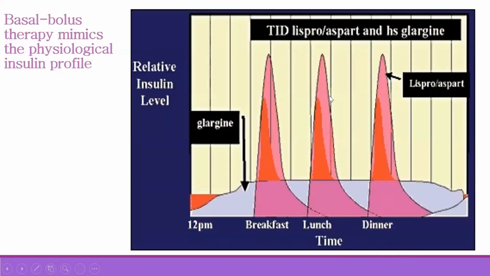So you can see that you have given the basal insulin, glargine, to cover the basal requirement, and then we have given 3 shots to cover the breakfast, the lunch, and the dinner.